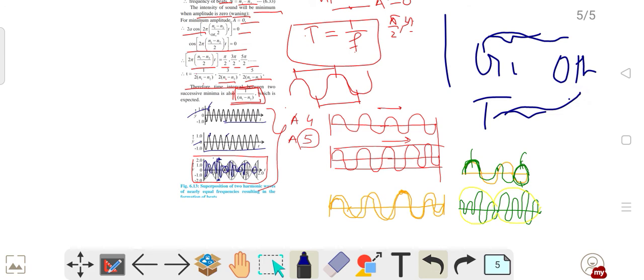If their beats are not matched, then what happens? This loudness will come, isn't it, in between. So that will not be pleasant to our ears. So this is the first application of beats.